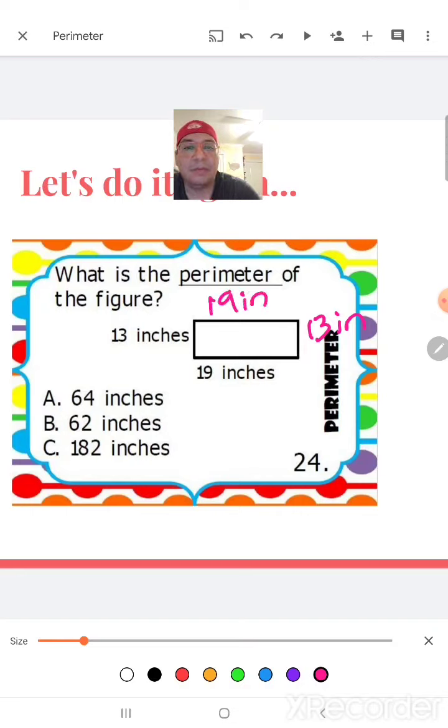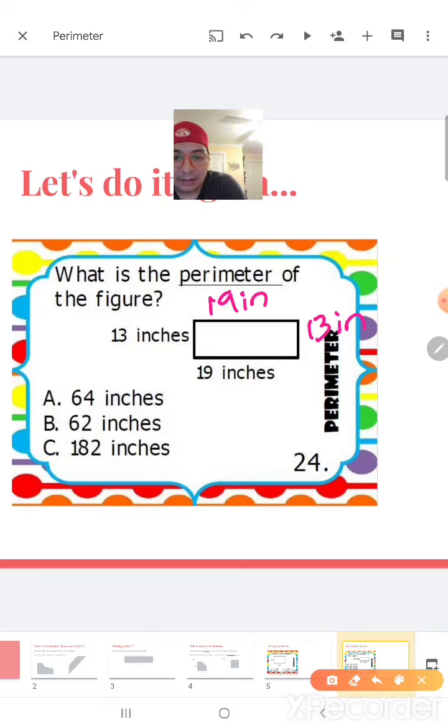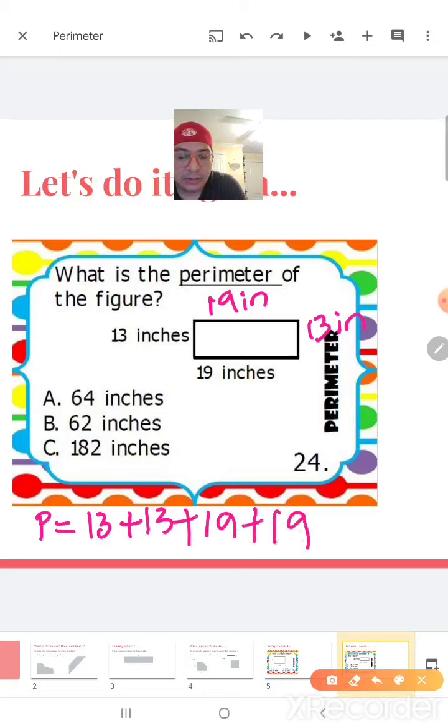So once again, perimeter equals all the sides together. So we're going to add them here. Perimeter is equal to 13 plus 13 plus 19 plus 19. All right, 13 plus 13 equals 26. Plus 19 plus 19, 9 plus 9 is 18. Carry the 1, is 38.